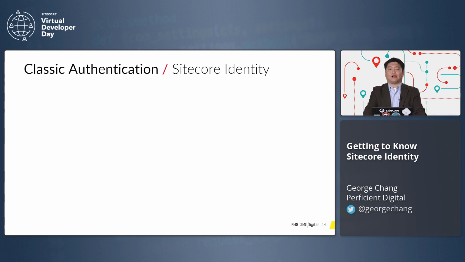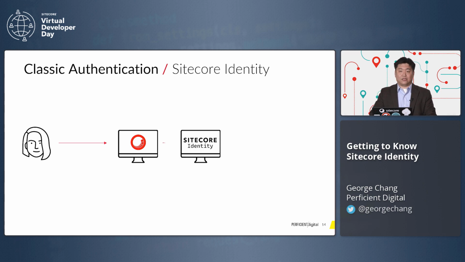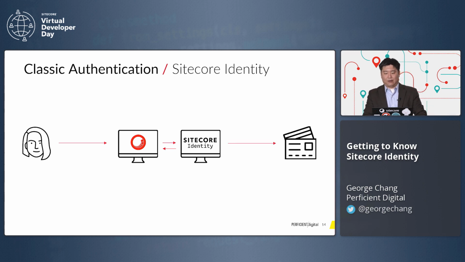So let's go back to our classic authentication example from earlier, but now in the context of Sitecore Identity. Now when the user accesses the Sitecore interface and is required to log in, they're redirected to the Sitecore Identity service. The Sitecore Identity service will then authenticate the user against that same security database as before, returning the appropriate cookies and claims back to the Sitecore application.